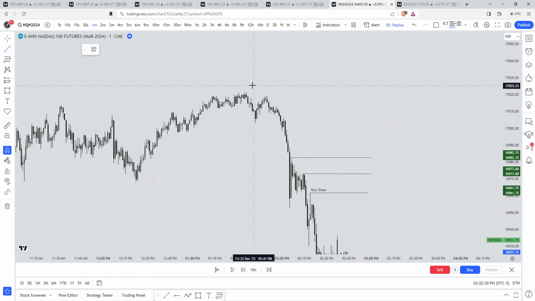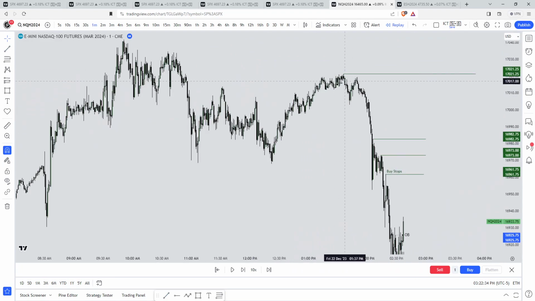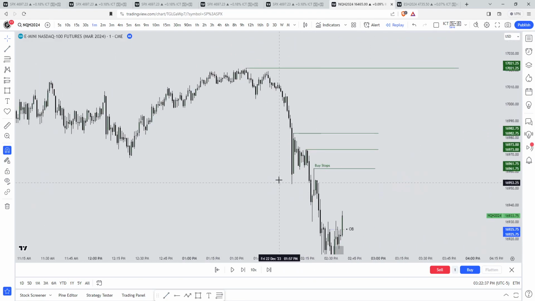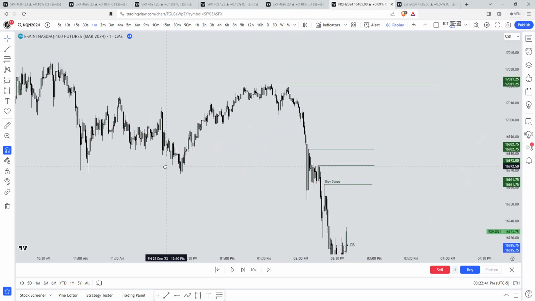It's likely to head for the stops all the way up here. And the reason for that is because there's going to be more liquidity up here. These are just very minor highs, but it's still good to target highs like this.